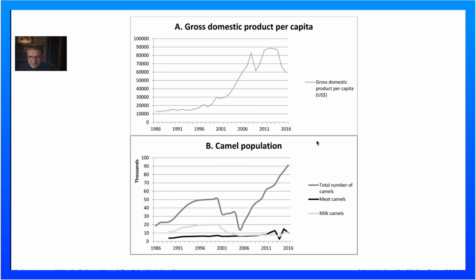Here are two graphs that show this. Here's in Qatar, the increase in GDP over time from the 80s to the present. You can see it's going up. It's in US dollars. And the camel population is going up. And these are the total number of camels in this gray line. And then there's meat camels and milk camels. So obviously the vast majority are used for other purposes like pets and racing and so forth. So that's an interesting take on why suddenly you have this disease where the virus has been around for years. It doesn't tell us why it's not present in Africa, though.